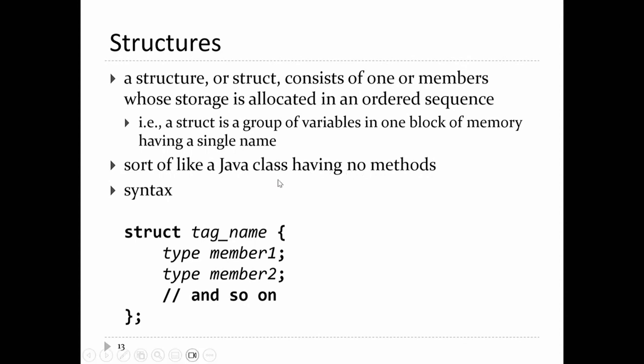What it looks like is a Java class. Now, there are no methods in C, so it looks like a Java class that has no methods. All of the things in the structure you would consider fields in Java. They're all public, so there are no access modifiers in C either. What this looks like is you write the keyword struct, you give your structure a name, and the name's called a tag. You put the members inside braces, and then you have a semicolon.